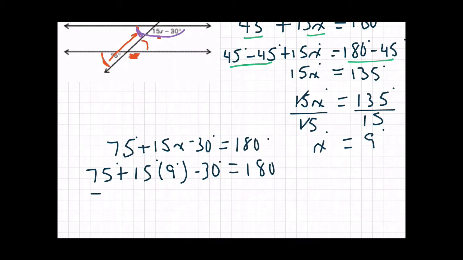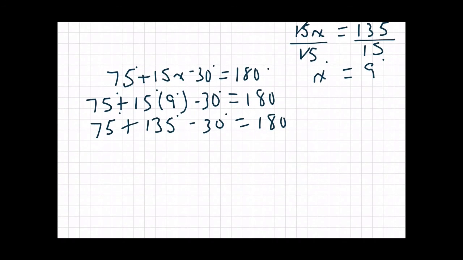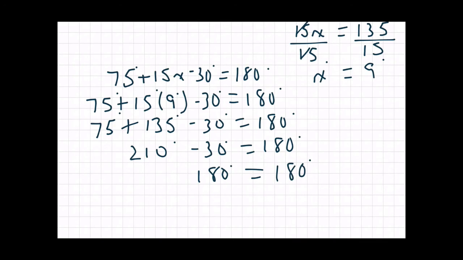So let's just work that out. Just double checking. 15 times 9, I believe, is 135, plus 75 is 210 degrees, minus 30 degrees equals 180 degrees. 210 minus 30 is 180 degrees. And if you notice, we have a balanced teeter-totter. So that means it is true.